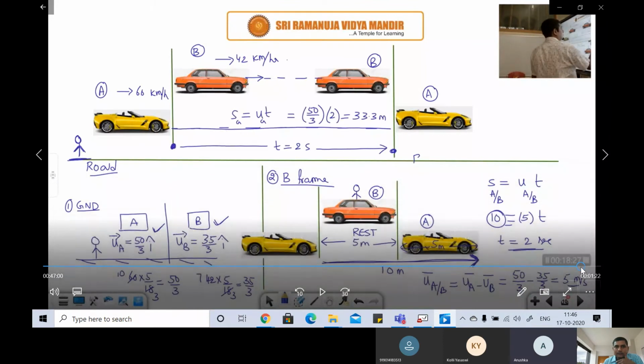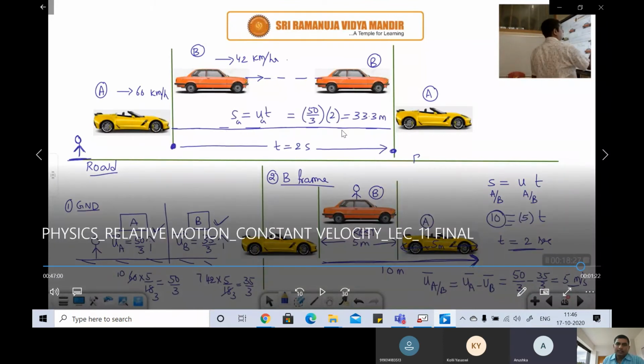50 by 3. 60 kilometers per hour. Correct. So now during this time of overtaking, how much is the distance traveled by the yellow car? S equal to UT. U is 50 by 3 into T. That is how much? 33.3. Okay. You understood?